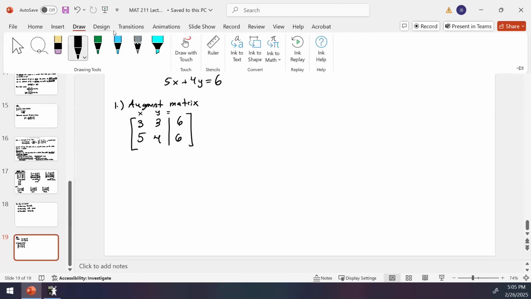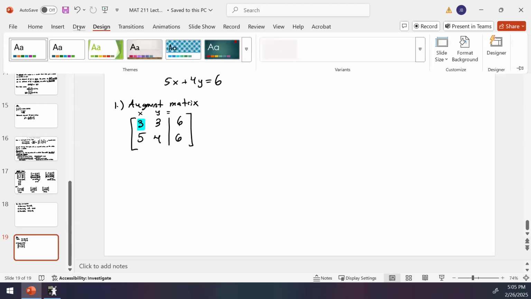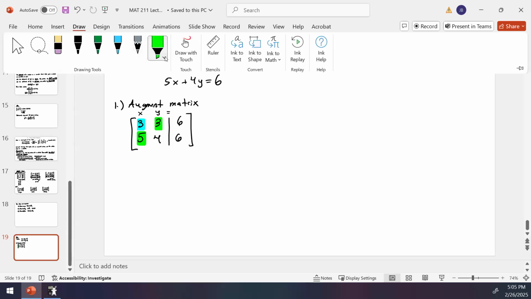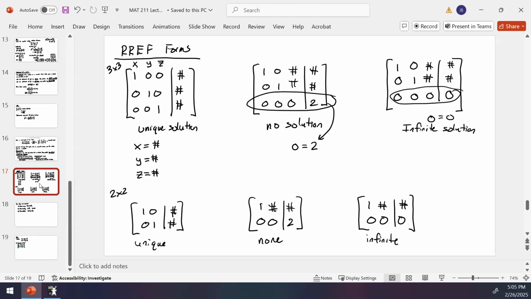But your goal, essentially, is this: you need to make this a 1. You want to make the 5 a 0. You want to make the 3 a 0. And then you want to make the other 4 a 1. Because you want to make it look like 1, 0, 0, 1.